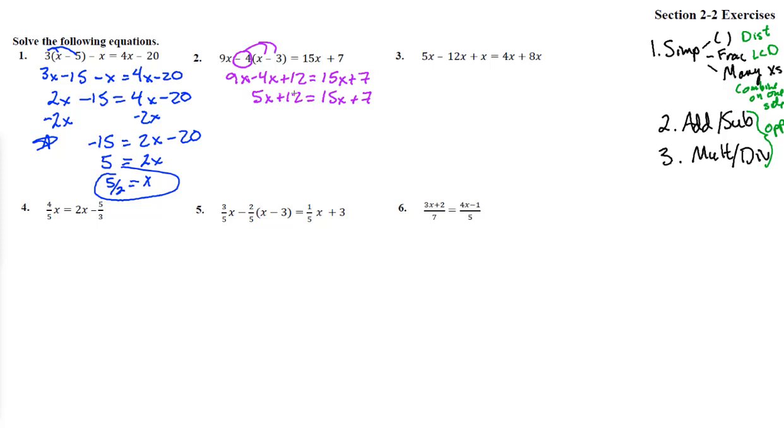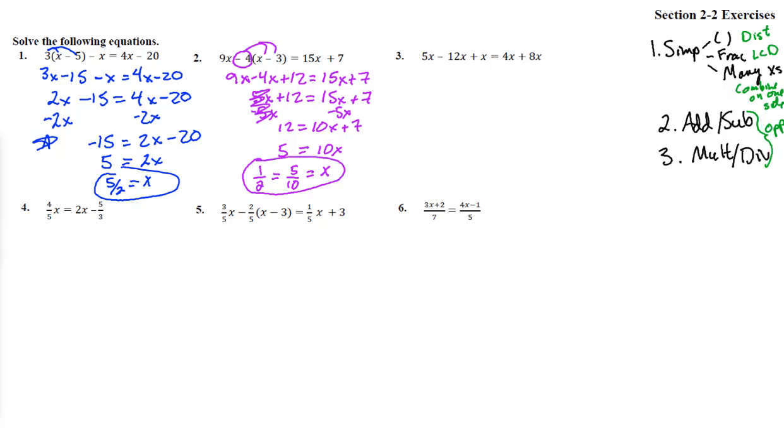We now need to get them on the same side. So subtract 5x, that'll get rid of it over here. Subtract 5x here, and we get 12 equals 10x plus 7. Subtract 7 from both sides, and we get 10x equals a 5. Divide both sides by 10, and we get x equals 5 tenths. That reduces down to a 1/2.